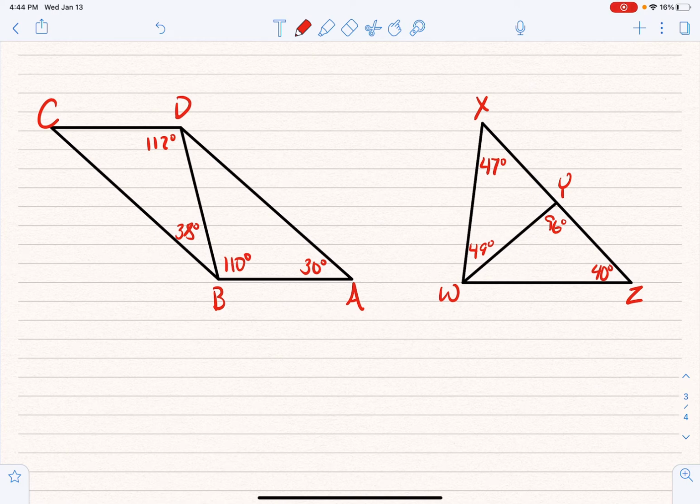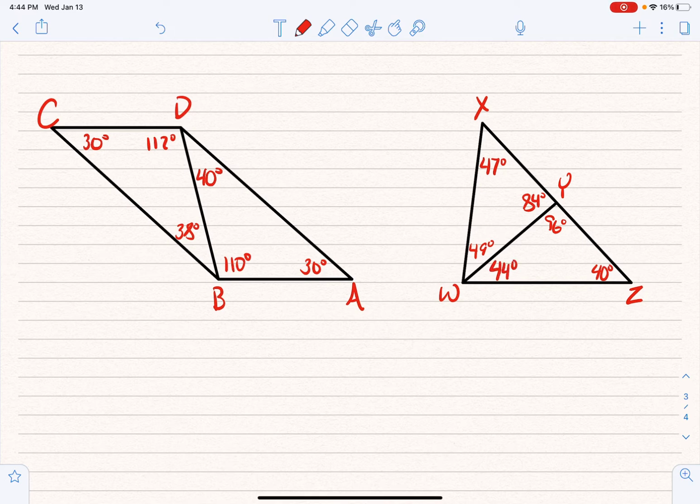But in this situation, the first thing hopefully everyone knew to do was to find the measure of the missing angle. So for this first triangle, CDB, 112 and 38 add up to 150, so that leaves 30 degrees. For the other triangle, DBA, 30 and 110 add up to 140, so that leaves 40 degrees. And then for this one, obviously the 96 would be supplementary to 84. Don't assume that this is a right angle at W. You've got to ask, what adds up to 180? So 96 and 40 give me 136, so that would leave me with 44.